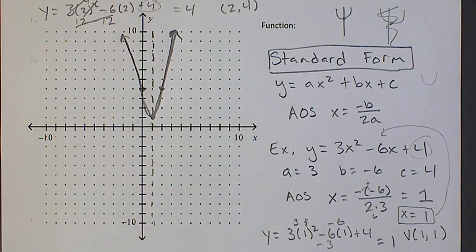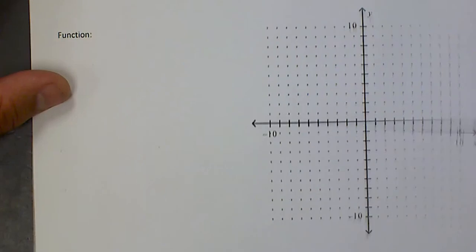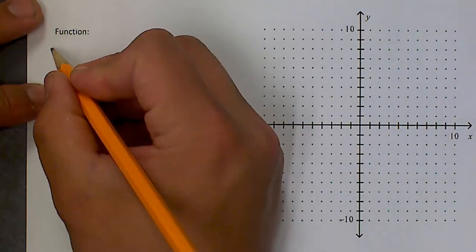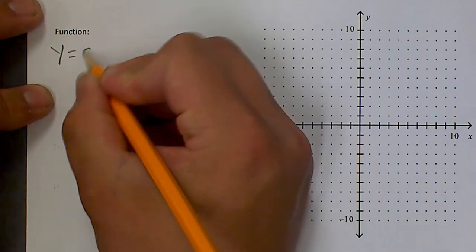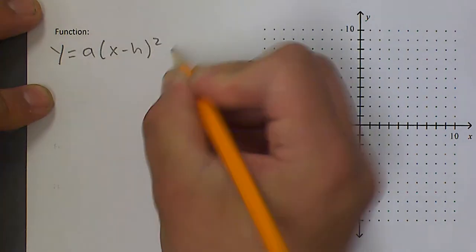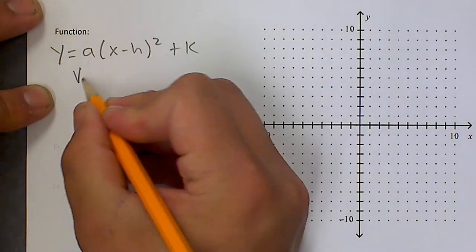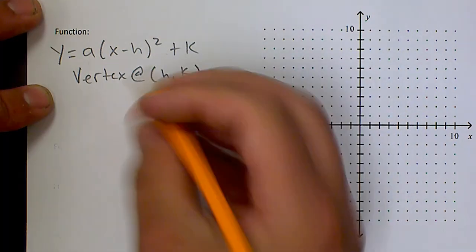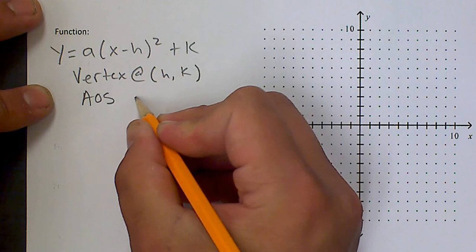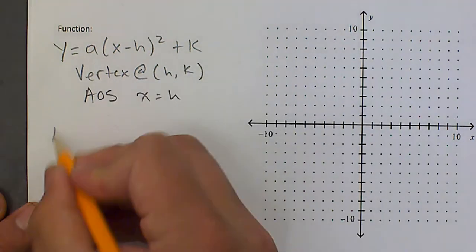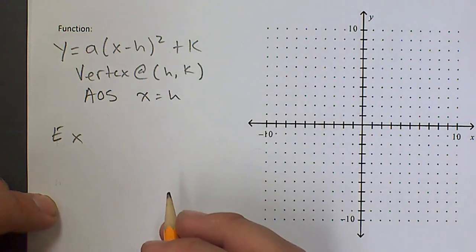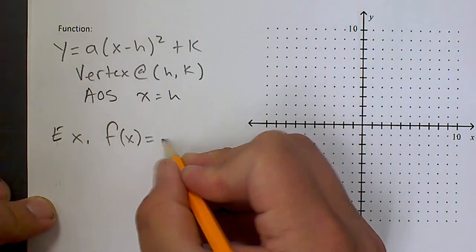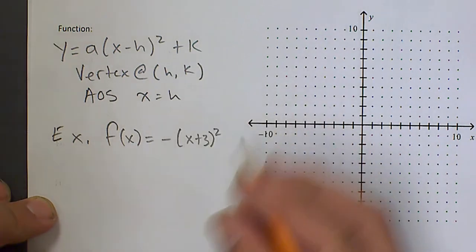Okay, next form we're going to talk about is vertex form. Vertex form for quadratic equations is y equals a times x minus h squared plus k. Key formulas: the vertex is at (h, k), and the axis of symmetry is x equals h. So here's an example. Let's do f of x is equal to negative (x plus 3) squared plus 5.